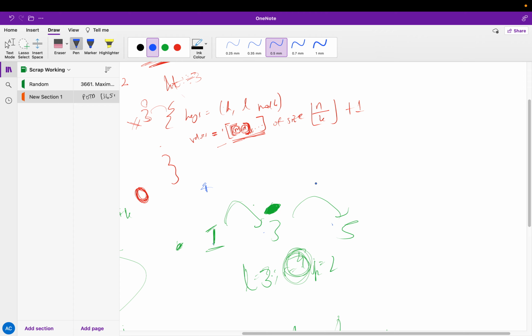We need to find the first index that's strictly bigger than the R value. That's what we're looking for, really. Obviously it's sorted, so we could do binary search, but we also have the additional knowledge that this increases by 2.